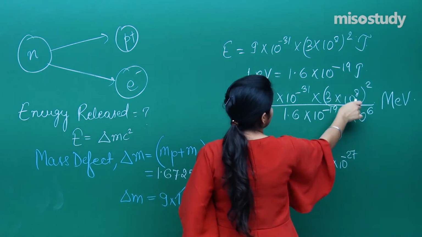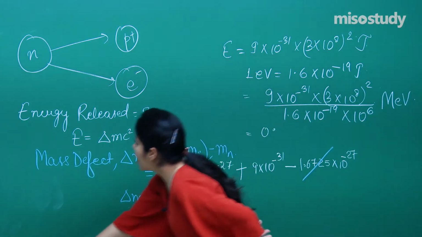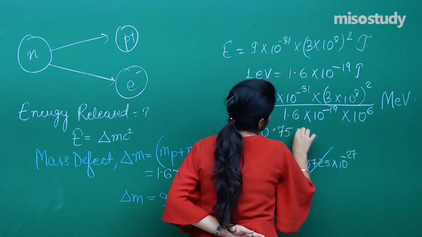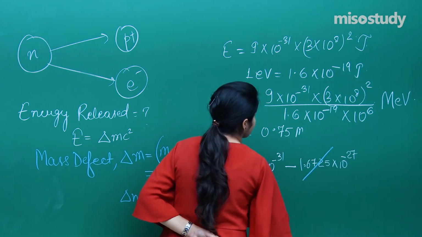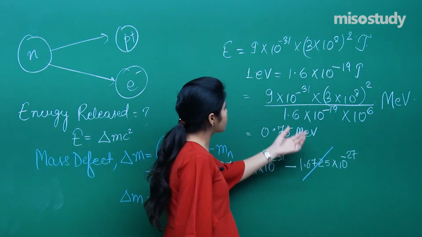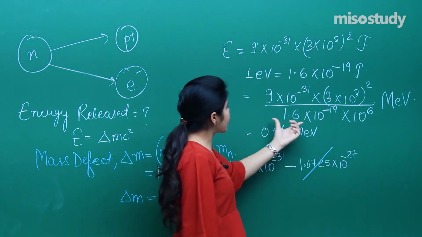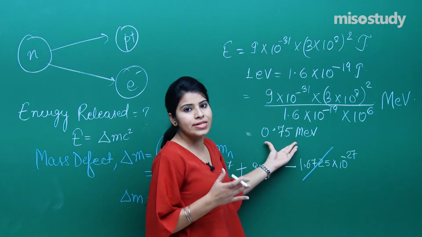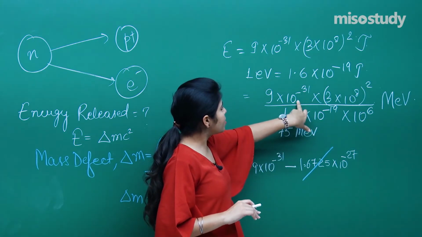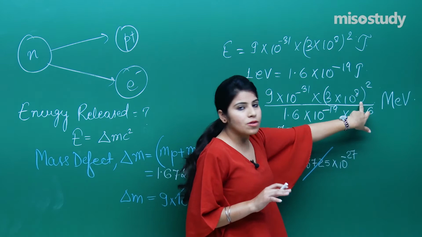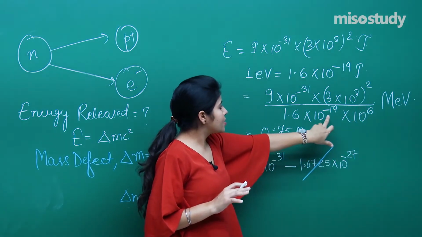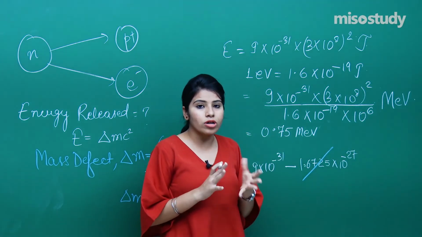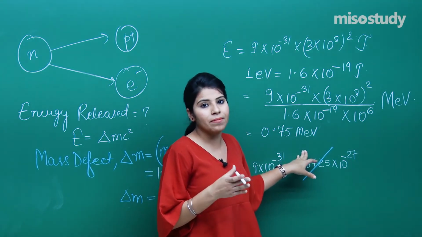So 9 into 9, if you multiply it, you will see that your answer will approximately come out to be 0.7 mega electron volt. 9 into 9 is 81, and 81 divided by 1.6 gives something in the 0.75 range, because of 10 raised to the power minus 31, 10 raised to the power 16 minus 10 raised to the power minus 19 plus 6. So definitely your answer will come into this range.